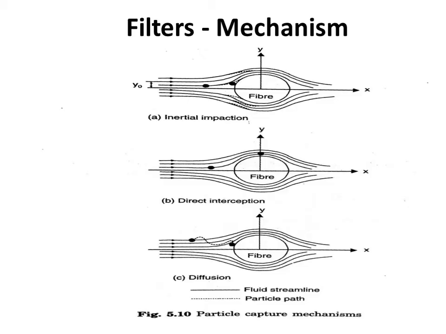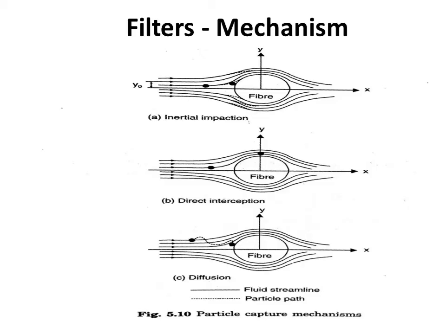In direct interception, the particles have less inertia and almost follow the streamlines around the obstruction. The particles clear the obstruction, but their outer peripheries come in contact with the fiber.